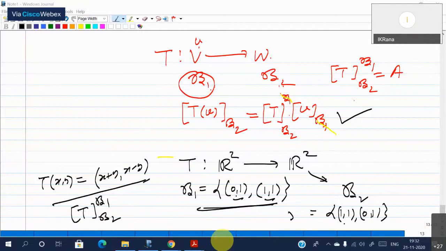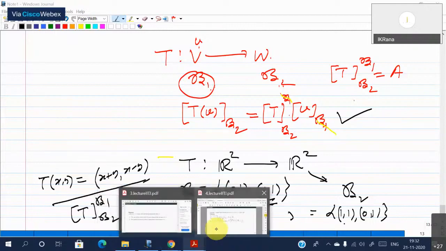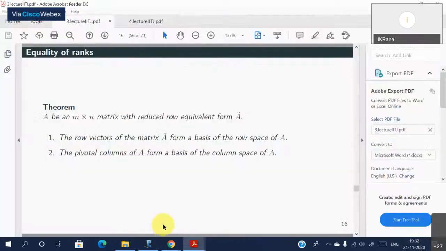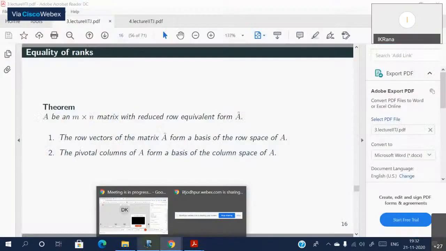Anybody else want to ask something before I request Dilpreet to wind up? Sir, can you please explain once again the process of how a basis can be changed to an orthogonal basis using geometry? Yeah, basically, see that. Okay, let me just see where it was. Okay, no, not this one. I think I closed it probably. Anyway, doesn't matter. Let me draw it for you.